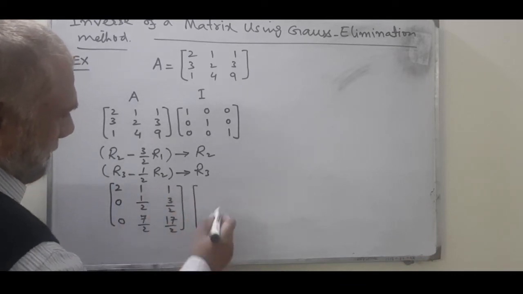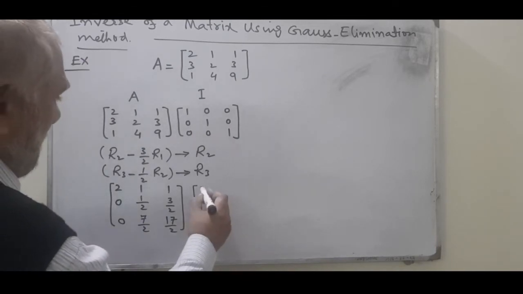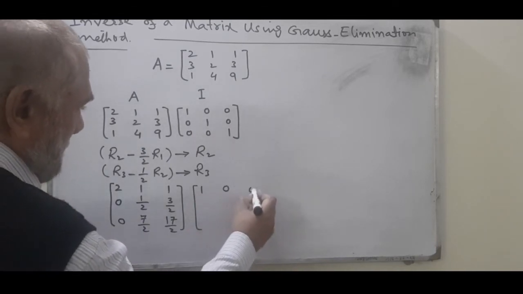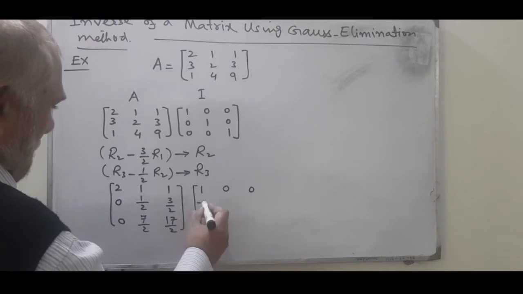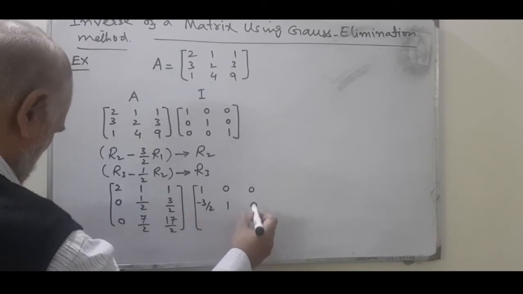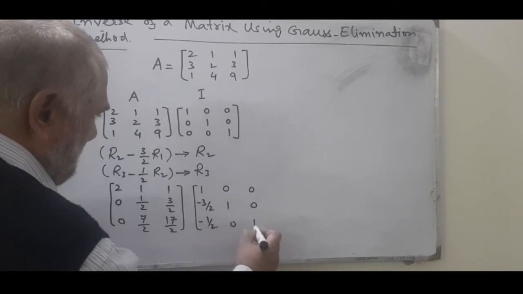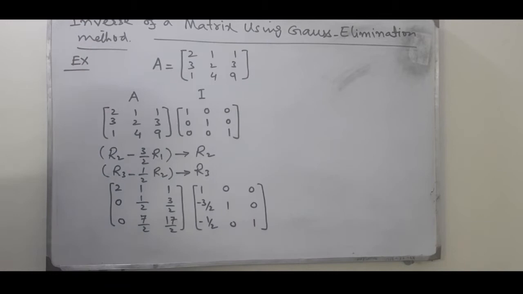And the same operations you have to apply on this side of the identity matrix. The first row doesn't change, it remains as it is. The entries of the next row will be 3/2, 1, 0, and minus 1/2, and 0. You can see here the identity matrix has changed according to these two operations.